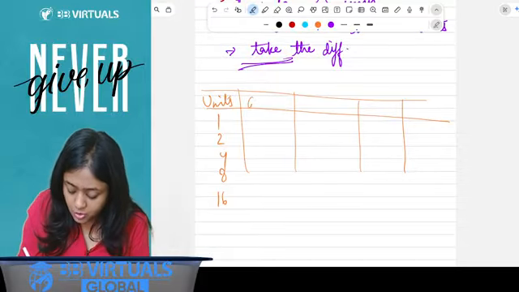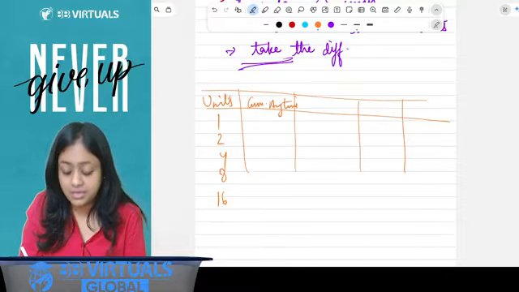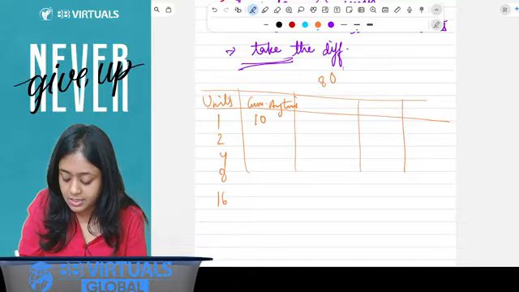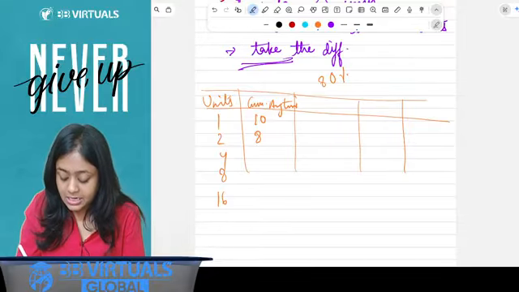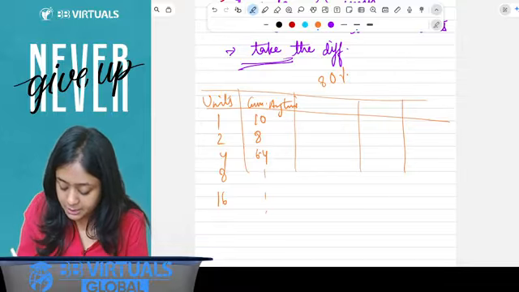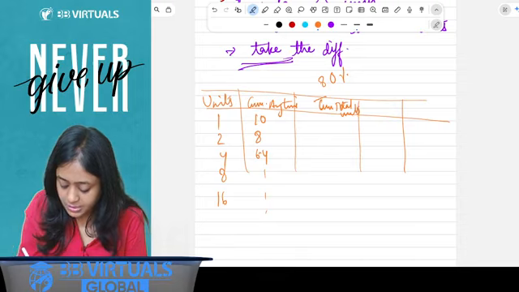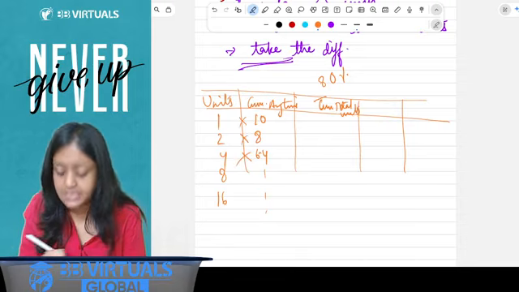Then you will write here cumulative average time. You will see what is the time taken for the first unit. Let's say my learning rate is 90%. Second unit will do the same work in 8. Next unit will do the same work in 6.4 and so on. Now you will multiply it with number of units and you get your cumulative total units. So multiply this with this and this.